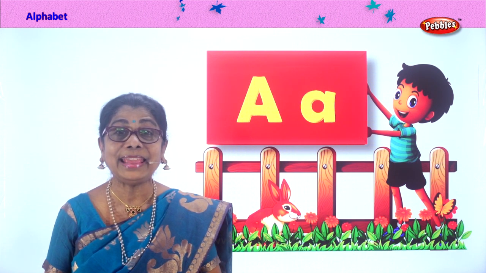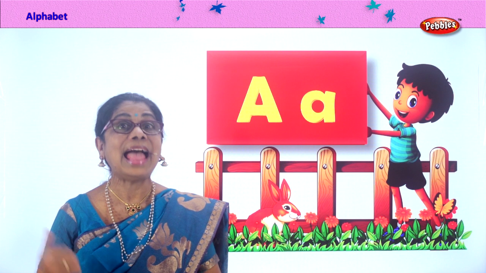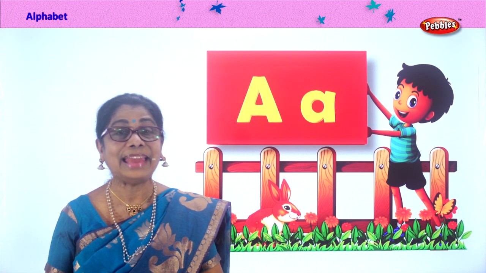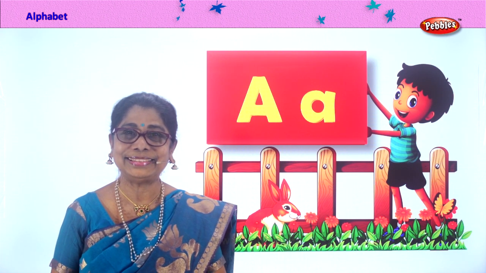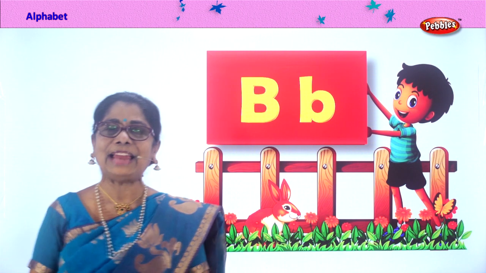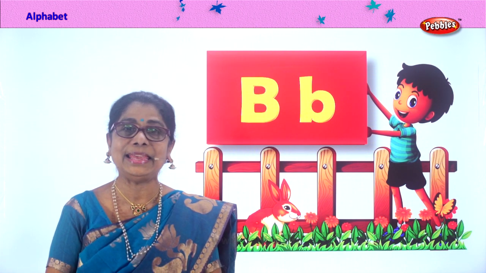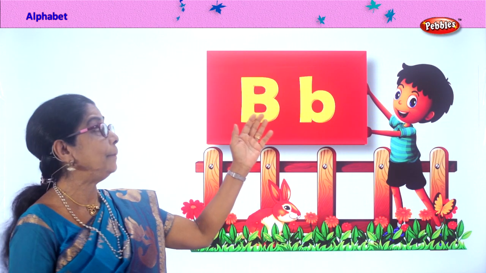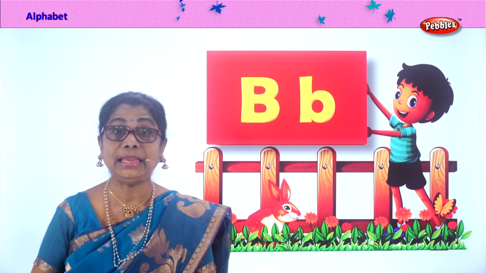What's the sound of letter A? A. A. Apple. A. And. Good. Let's look at the next alphabet. What is that? The next alphabet is B. B for ball. Now, capital letter B, small letter B.